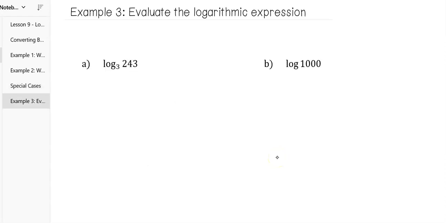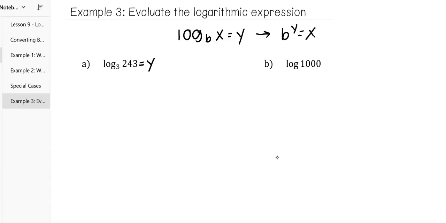Okay, so moving on to example 3, we want to evaluate the logarithmic expression. The first one is log base 3 of 243. We want to evaluate that. Your first step is always going to be setting it equal to y. And again, at the top, let's write down log base b of x equals y. Then converting that, we get b to the y equals x.